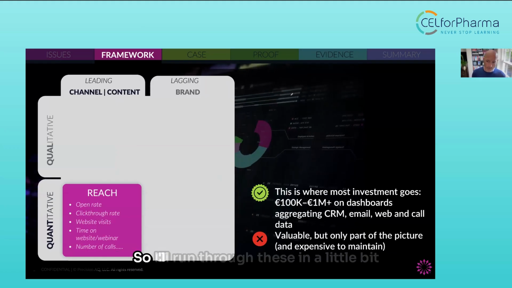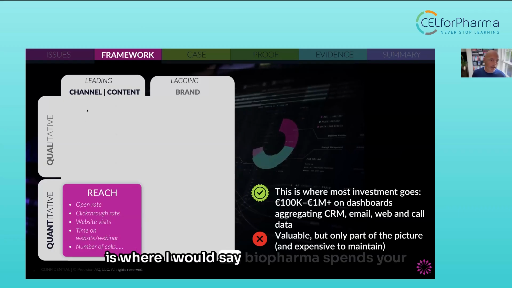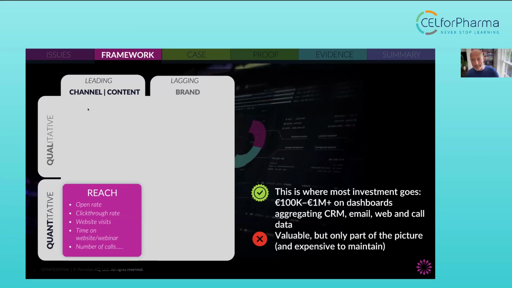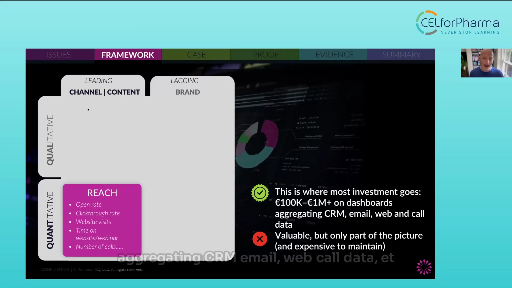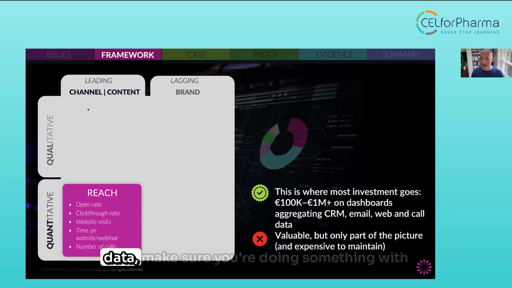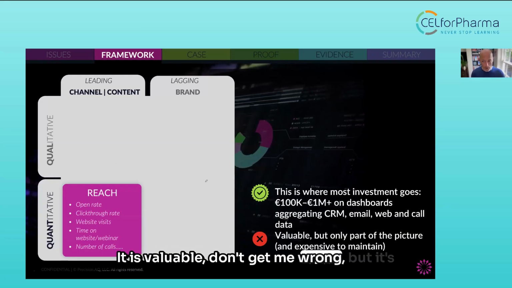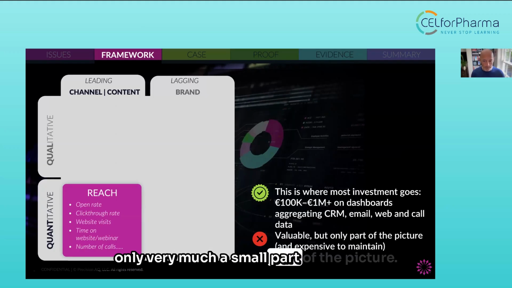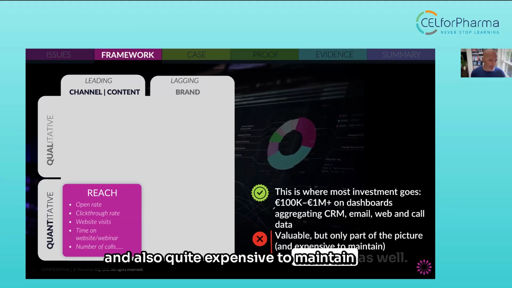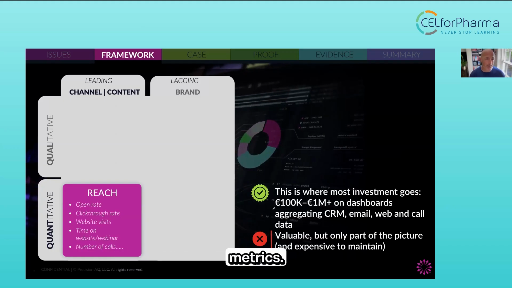There are some common issues, so I'll run through these in a little bit more detail. If we think about the reach metrics, this is where I would say biopharma spends the money. It's really on creating dashboards, aggregating CRM, email, web, call data, etc., making sure you're capturing the data, and making sure you're doing something with it. But these are reach metrics. It is valuable, don't get me wrong, but it's only a small part of the picture, and also quite expensive to maintain. They're important, but effectively these can be called the vanity metrics.